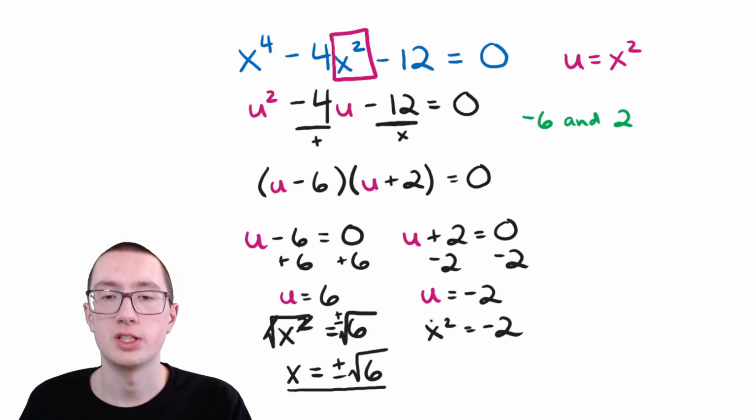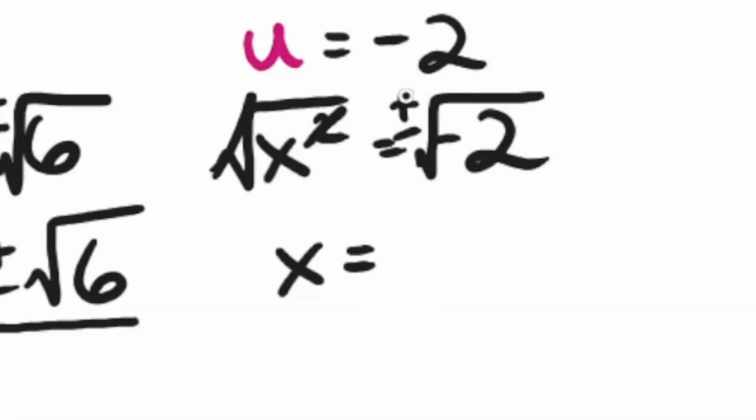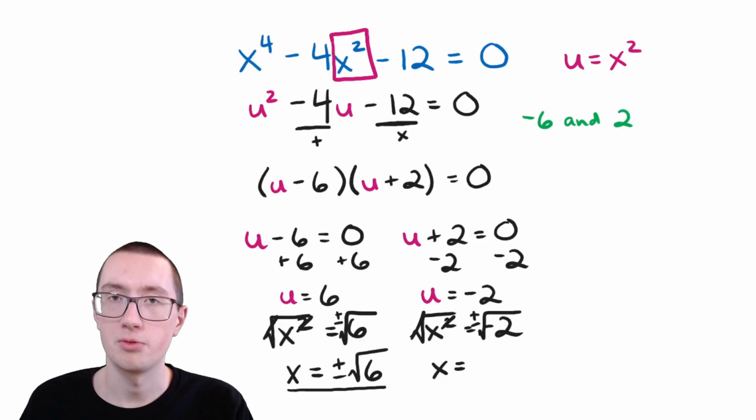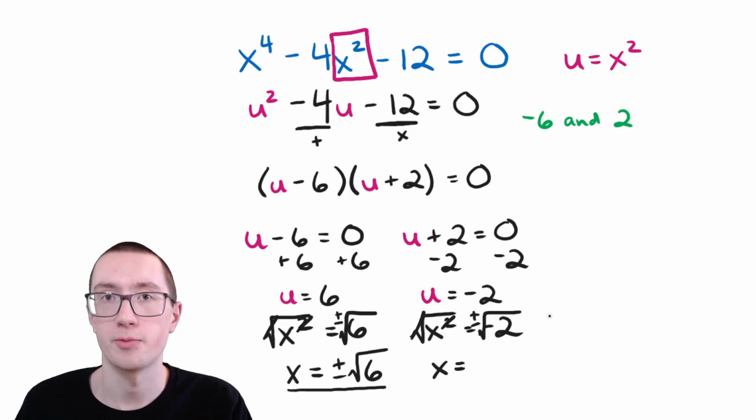And over here, we'll do the same thing. We get rid of the squared by square rooting both sides. And remember that it's plus or minus square rooting. The squared and the square root cancel, and we just have plus or minus the square root of negative 2. Well, you can't take the square root of a negative number, right? But we can use imaginary numbers to do this.